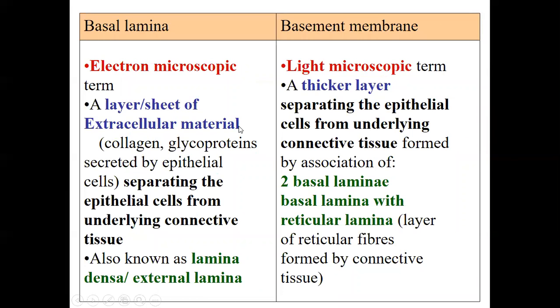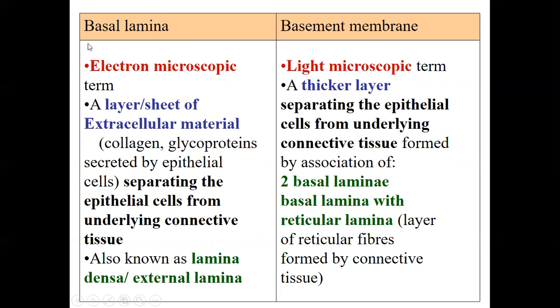Now we have two terms that you have to know, and you need to differentiate between them: what is the basal lamina, and what is the basement membrane. The basal lamina is an electron microscopic term. The basement membrane is a light microscopic term. So you can see the basement membrane under the light microscope, while the basal lamina can only be seen under the electron microscope.